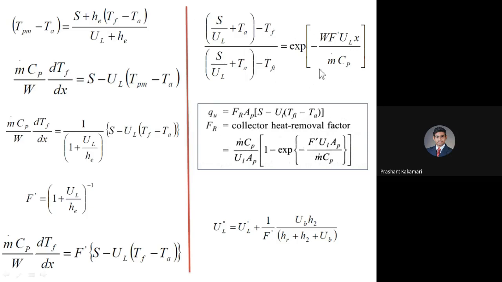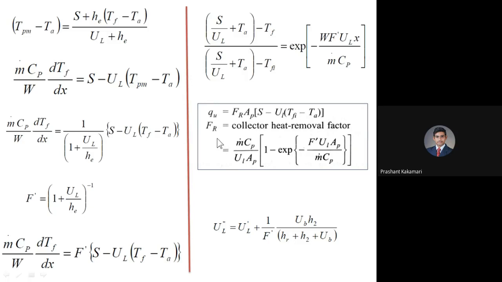Now this equation, I can consider it as whatever is there, like mCp divided by UL into area. Why area? Because it is W into x. So this I can call as area, into bracket 1 minus exponential of minus F dash into UL into Ap, that is nothing but F dash into area into UL divided by mCp. So this term can be recalled as FR.